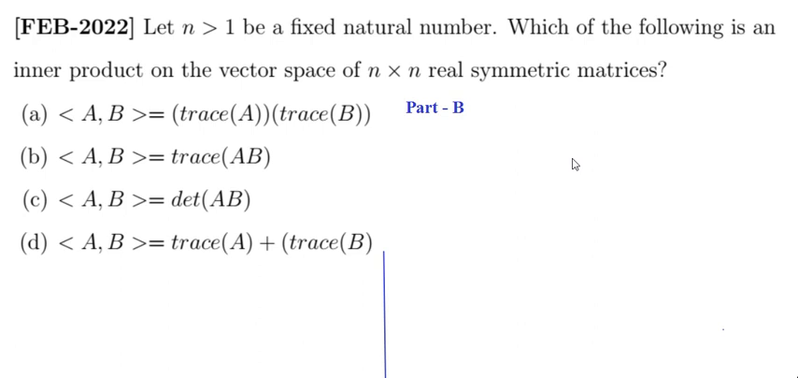So this is a part B question, hence only one option will be correct. So there are four options. The four options we have to find which of the four is an inner product. So we already know the definition of inner product. So let us recall the definition of inner product.